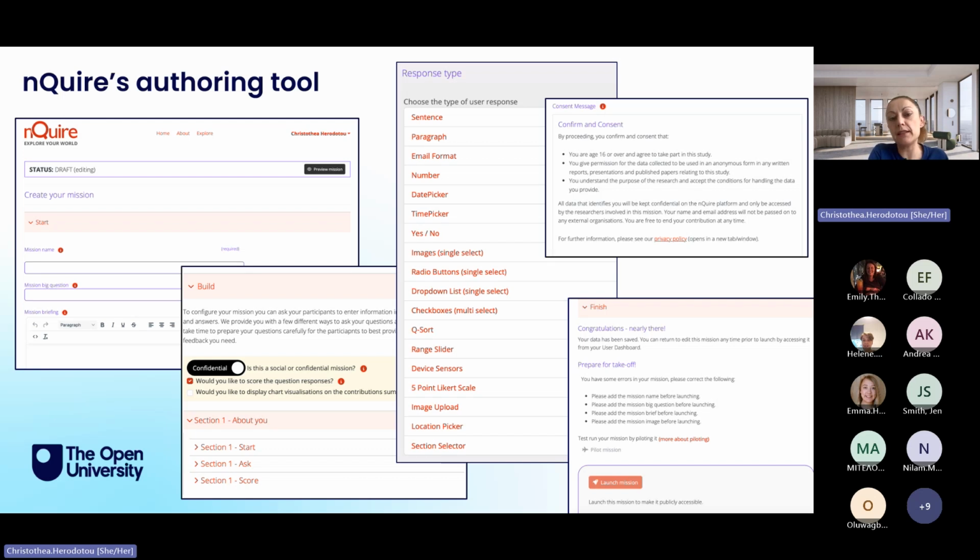So we have basic, or let's say traditional types of questions like multiple choice questions or yes or no questions, but we also have more innovative ways of collecting data, I would say. For example, you can ask people to upload an image as a response to a question, or you can ask people to collect data using the sensors of their devices, like sound or light data, and upload a graph of the recording to the platform.